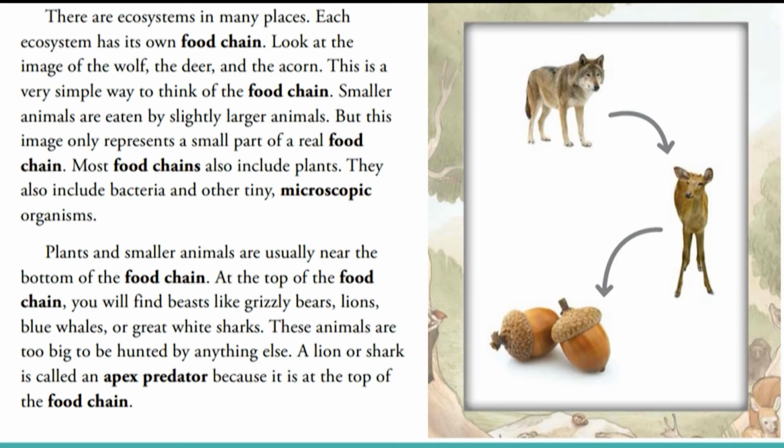Plants and smaller animals are usually near the bottom of the food chain. At the top of the food chain, you will find beasts like grizzly bears, lions, blue whales, or great white sharks. These animals are too big to be hunted by anything else. A lion or shark is called an apex predator because it is at the top of the food chain.